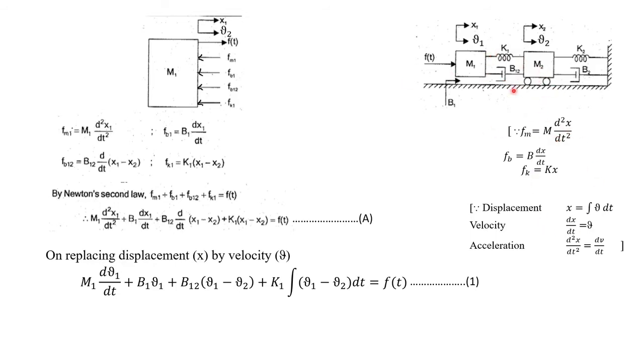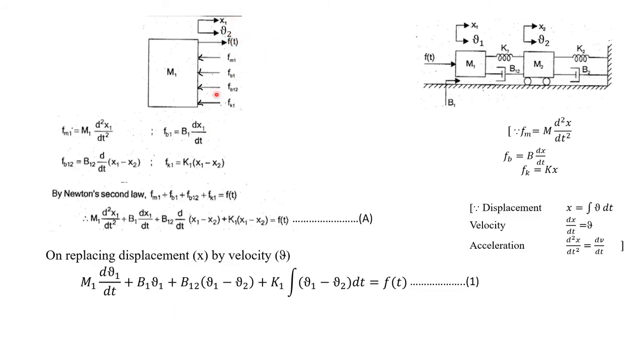For mass m1, how to draw the free body diagram? First we have to represent this mass m1, then immediately after that we have to represent the output, here displacement as well as velocity. So we have to represent both. Here the displacement is x1 and the velocity is v1. This is not v2, it is v1.